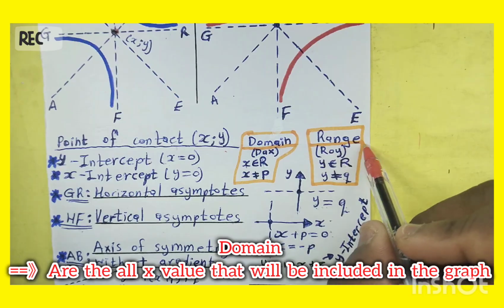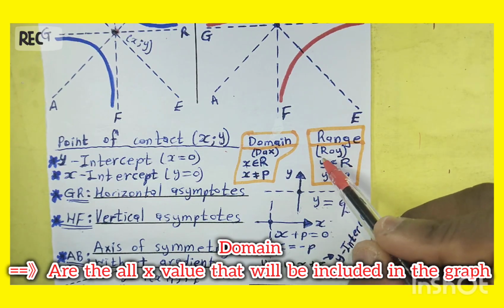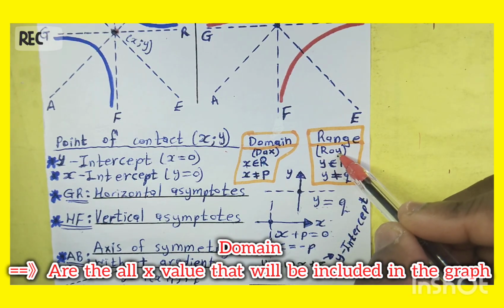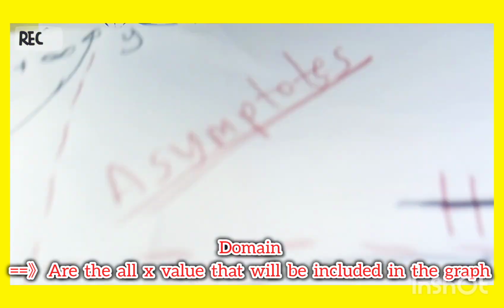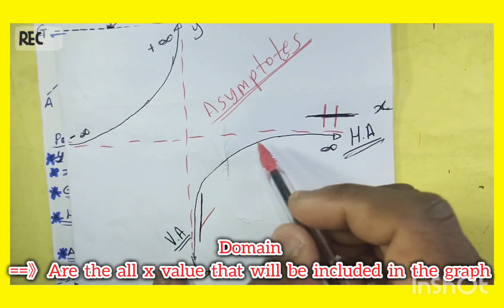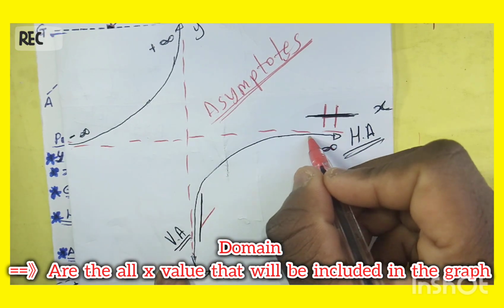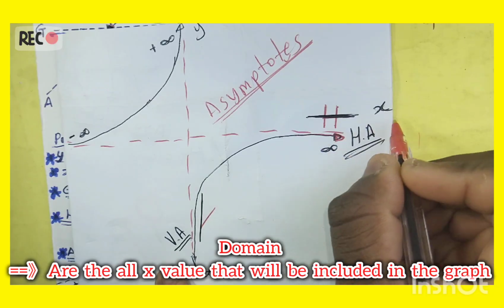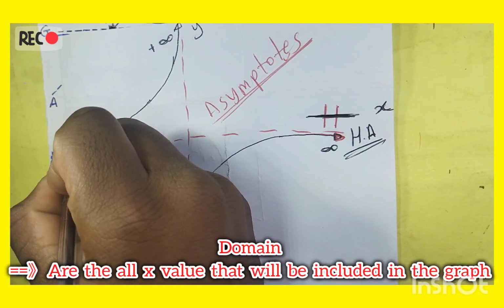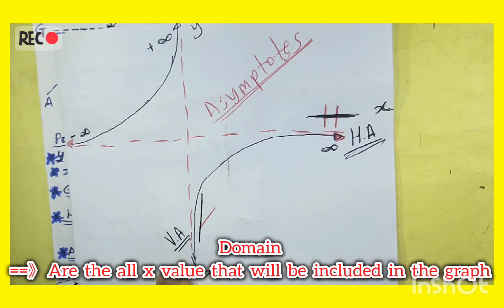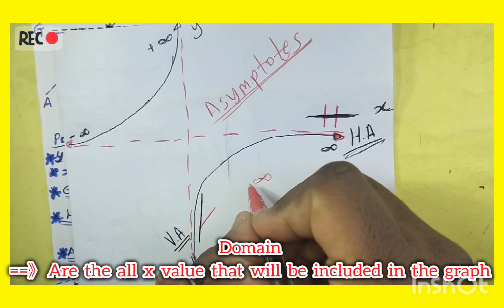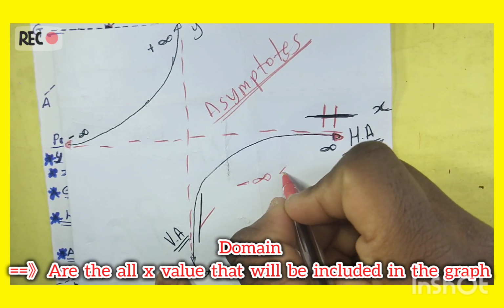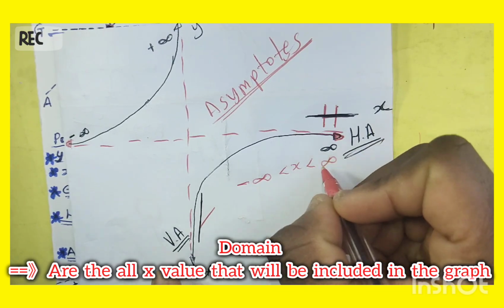And the range, guys, the reason why I call it roide is because the range is all the y values which will be included in the graph. What I need you to understand, as I told you, is that looking from the x value, the graph will go to positive infinity. It continues to positive infinity, as well as it continues to negative infinity. So what is happening there? It means our graph will start from negative infinity for the x value, then it goes to positive infinity.